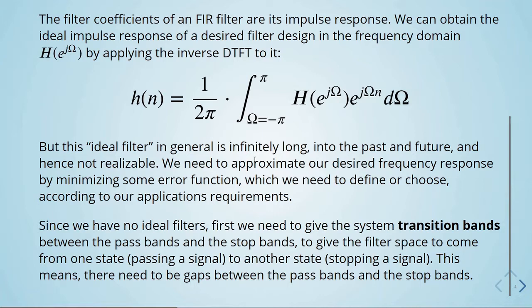Since we have no ideal filters, first we need to give the system some transition bands between the pass bands and the stop bands, to give the filter space to go from one state, the passing state, to another state, the stopping state. This means there need to be gaps between the pass band and the stop bands.